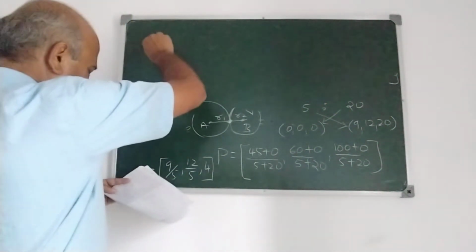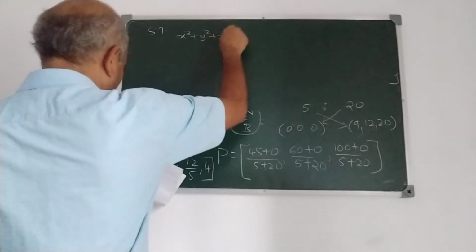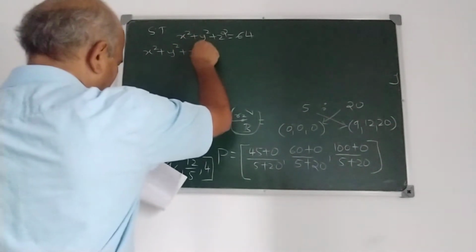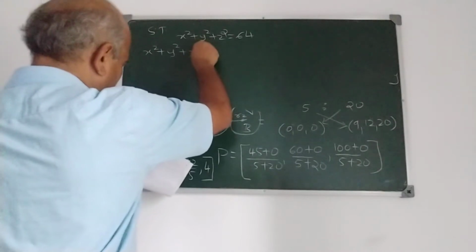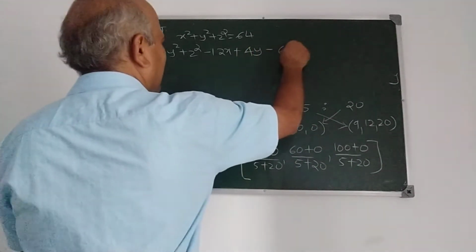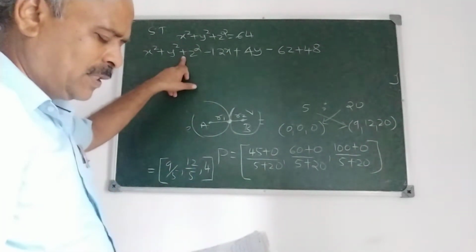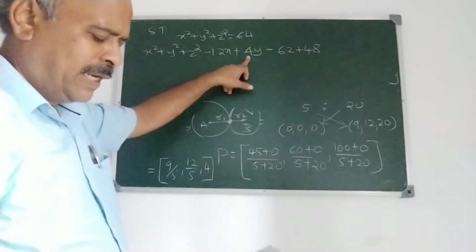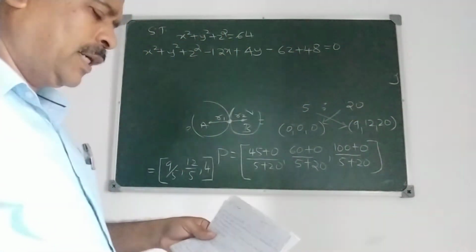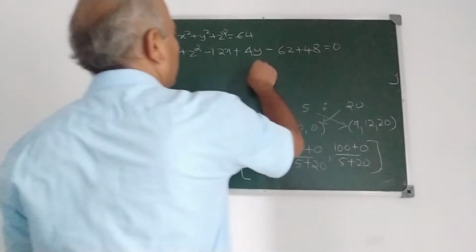Problem: show that the spheres x square plus y square plus z square is equal to 64, and x square plus y square plus z square minus 12x plus 4y minus 6z plus 48 is equal to 0, touch each other internally, and find the point of contact. I verify once again.